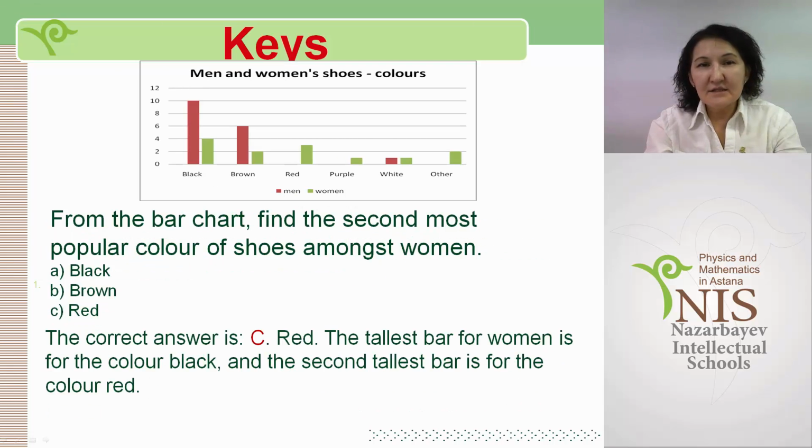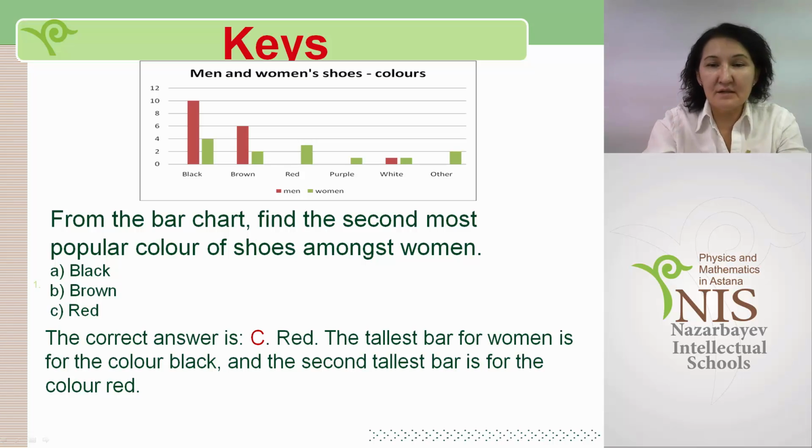The second answer is C, red. The tallest bar for women is for the color black, and the second tallest bar is for the color red. That's why we can define that the second most popular color of shoes among women.